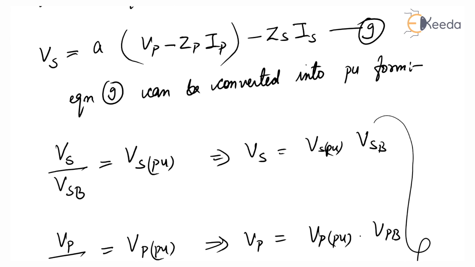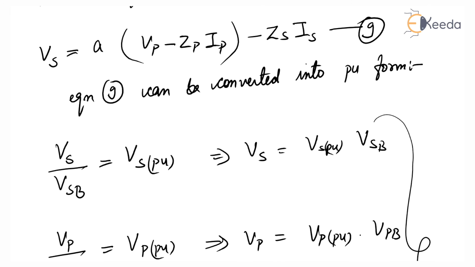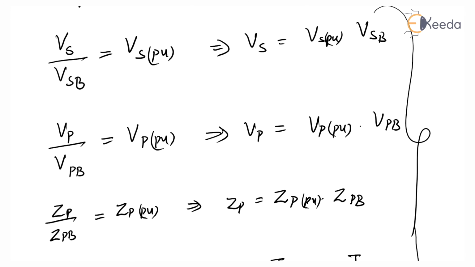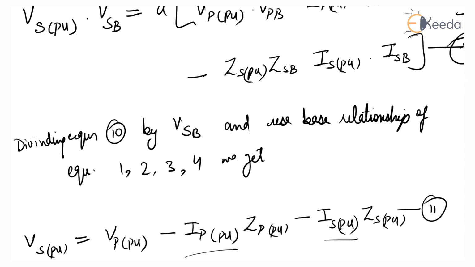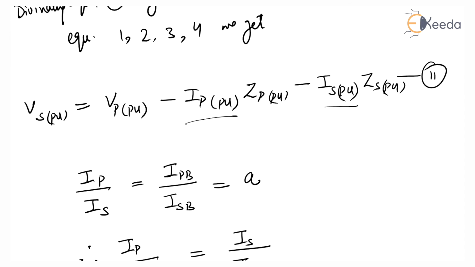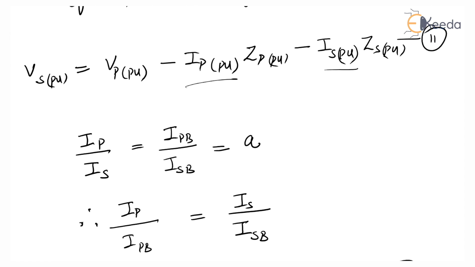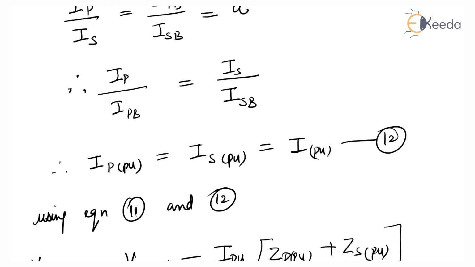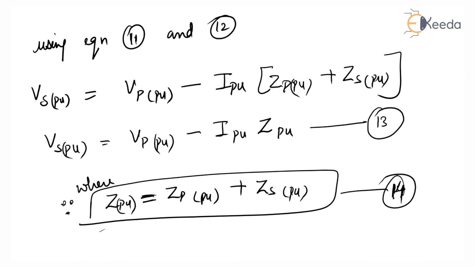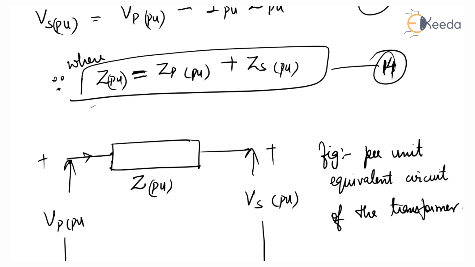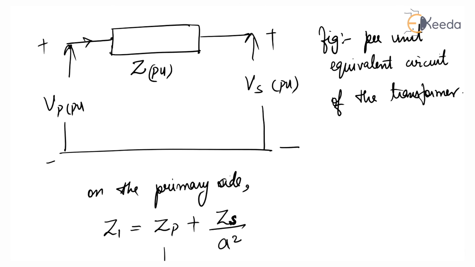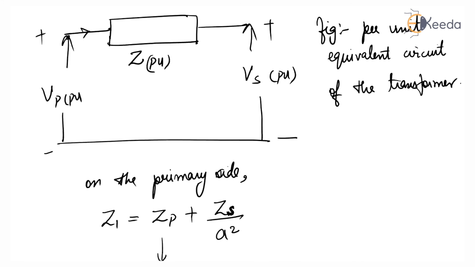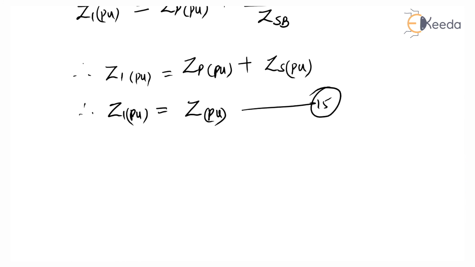Like this, we got values for Vp per unit, Zp per unit, Ip per unit, Zs per unit, and Is per unit. So by substituting all these things in this equation, we got the per unit voltage value, and we got Vs per unit is equal to Vp per unit minus I per unit into Z per unit. So from this we make the per unit equivalent circuit of the transformer. So this is the per unit equivalent circuit of a transformer. Thank you.